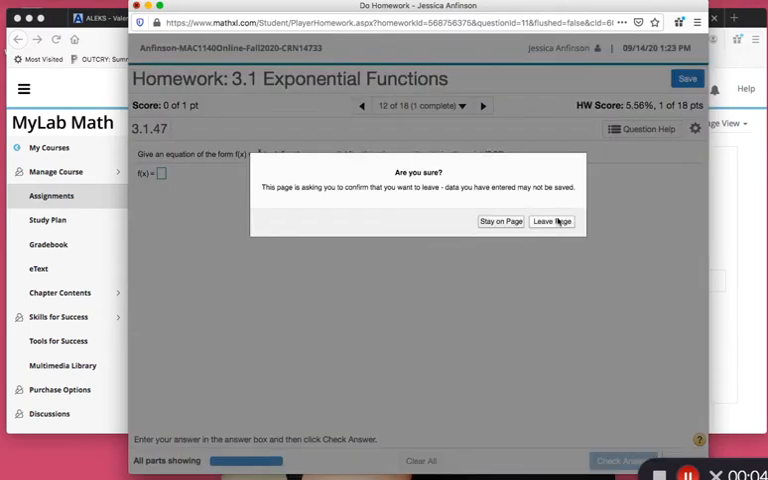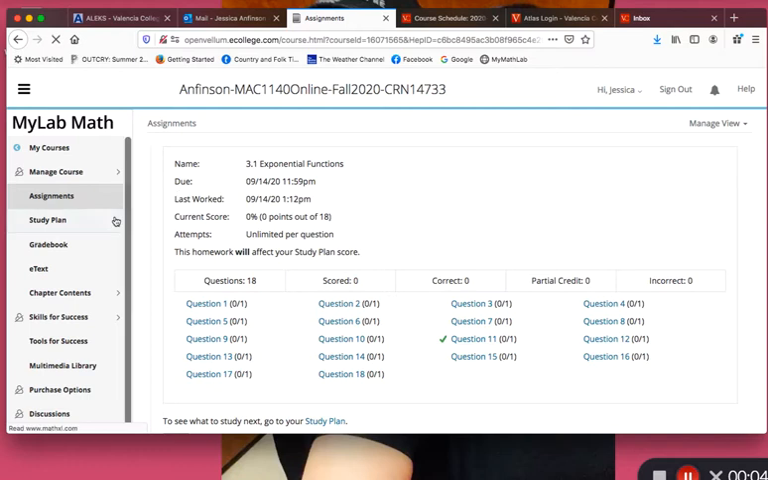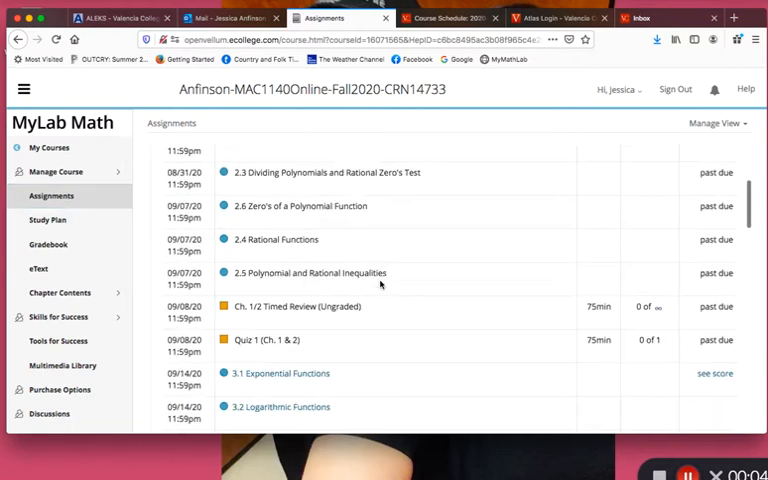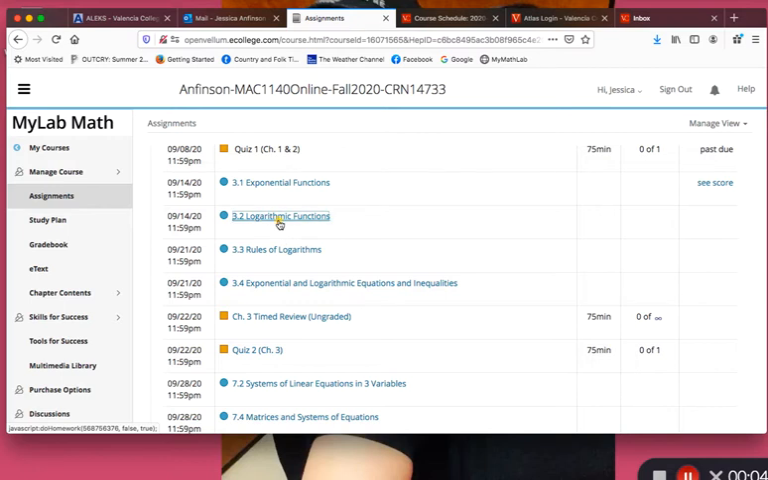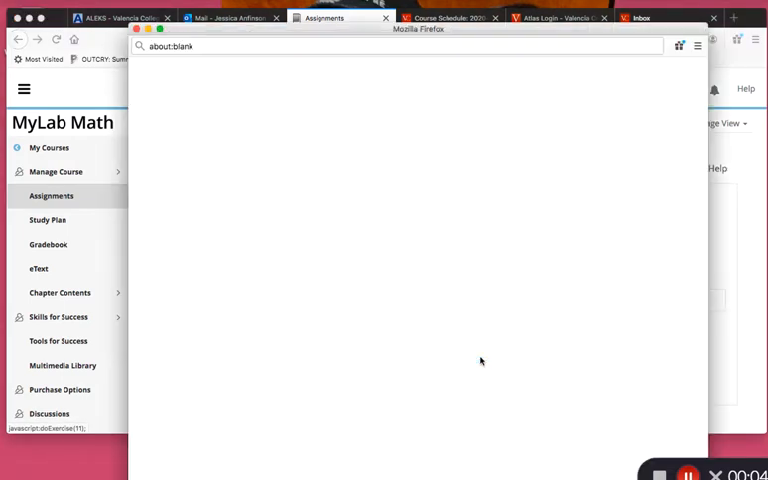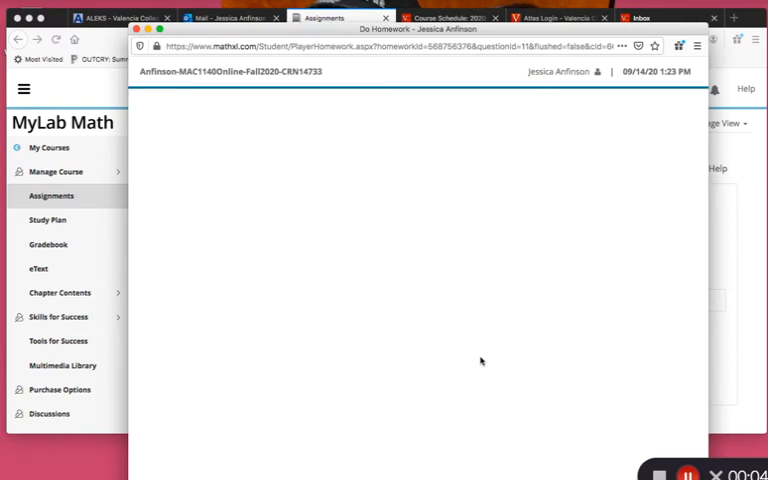So I'm going to head over to a different section, leave this page real fast, go back to my assignments. In Chapter 3, Exponential Functions, Logarithmic Functions, Section 2, Logarithmic Functions. And again, let's try number 11. That's one of the more popular ones students struggle with.